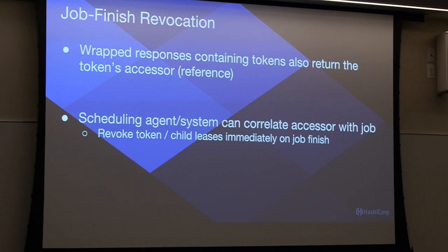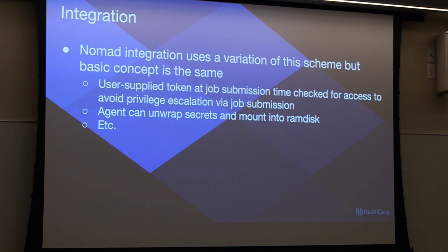And so the scheduling agent can just store that value and say, okay, as soon as this job terminates, I'm going to use that and revoke the token that's given there, even if there's 6 hours left on its lifetime. Because why should you let it live longer than it needs to, right? So I'm going to talk real quick about how we integrate this in Nomad.